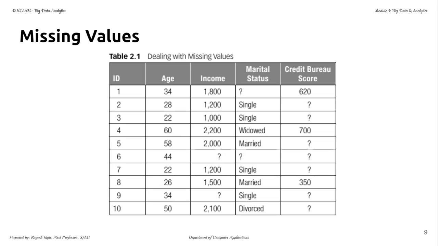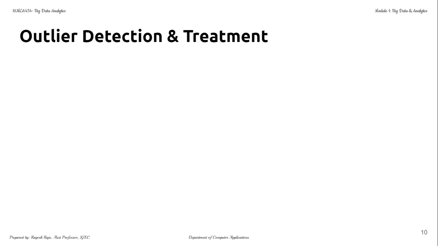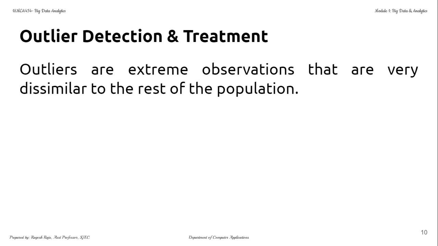In that particular case, it may be because that person doesn't want to disclose his income, so we can keep that particular value as it is. So these are the three ways to deal with missing values: replace, delete, or keep. After missing values, the next one is outlier detection and treatment. Outliers are extreme observations that are not similar to the rest of the population.